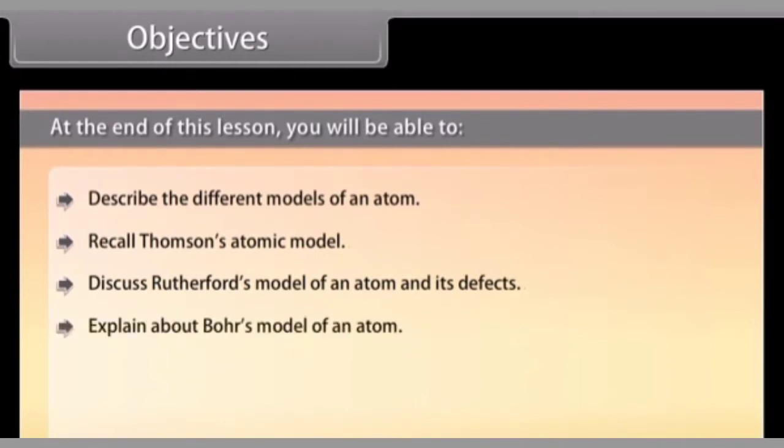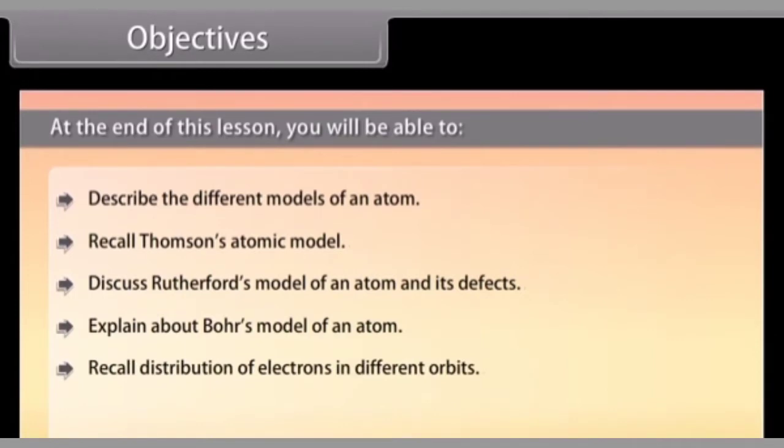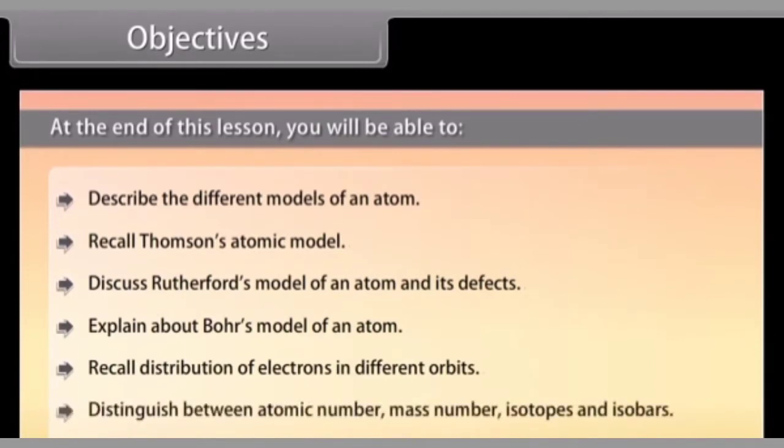Explain about Bohr's model of an atom. Recall distribution of electrons in different orbits. Distinguish between atomic number, atomic mass, isotopes and isobars.